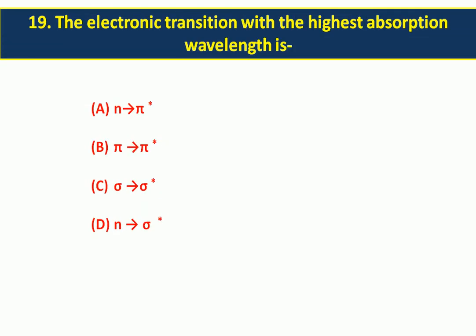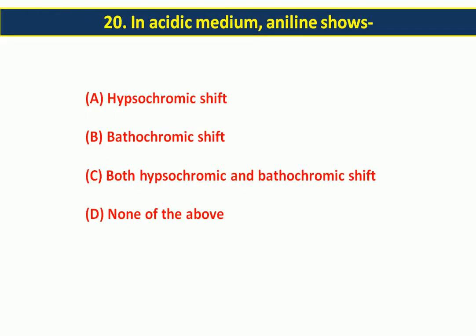Let us move to the question number 19. The electronic transition with the highest absorption wavelength is. So it is already discussed. n to pi star will require least amount of energy and will show highest absorption wavelength. And now we are moving towards last question. Question number 20. In acidic medium, aniline shows. Let us write the reaction.